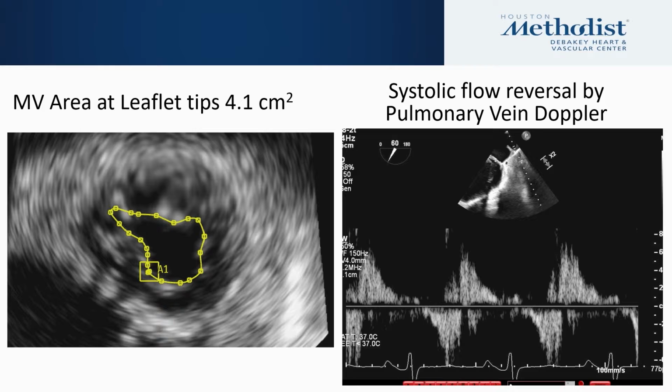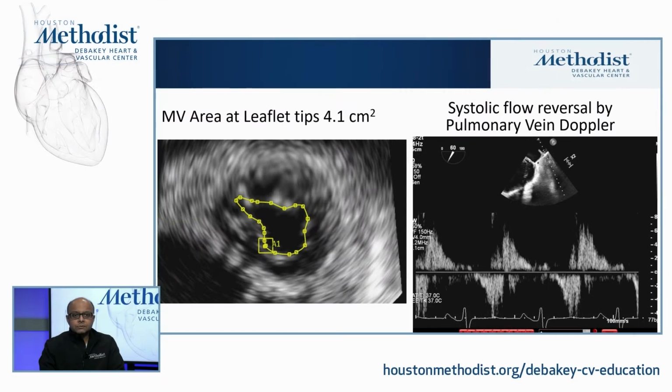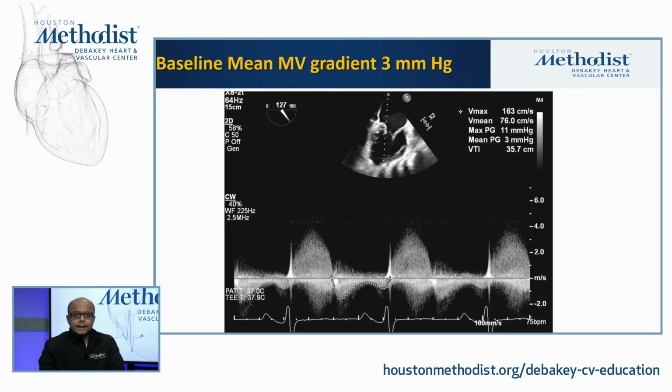This is very important because there is always a risk of creating mitral stenosis, and we like to see a valve area of more than 4. And that really reduces the risk of creating severe mitral stenosis. And of course, on the right side, you see the systolic flow reversal by pulmonary vein Doppler, which also correlates with the severity of mitral regurgitation. The baseline mitral gradient is 3 millimeters of mercury, as you can see in the Doppler.